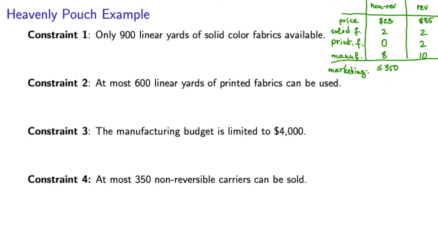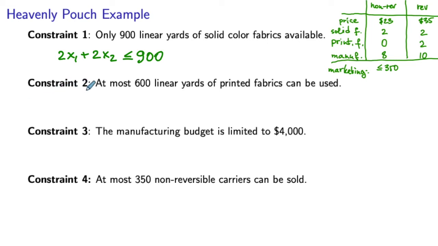So here we have the table with all of our data, and the first constraint is only 900 linear yards of solid color fabrics are available. So the solid color fabric line in our table is given here. So 2 linear yards are used per non-reversible carrier and 2 linear yards are used per reversible carrier. So the overall amount of solid color fabric that we'll use will be 2 times x1 plus 2 times x2, and this overall quantity that we can use is limited by 900 linear yards that we have available. So this is our first constraint.